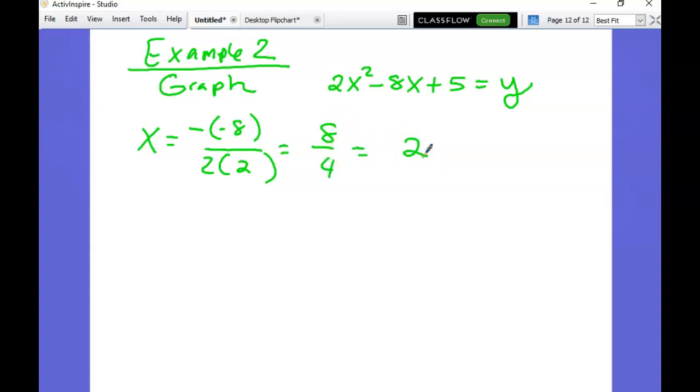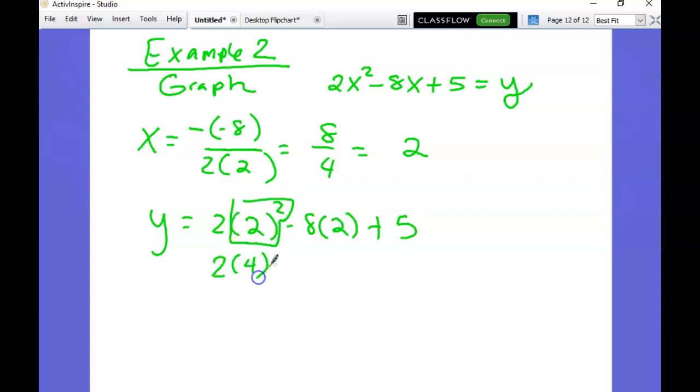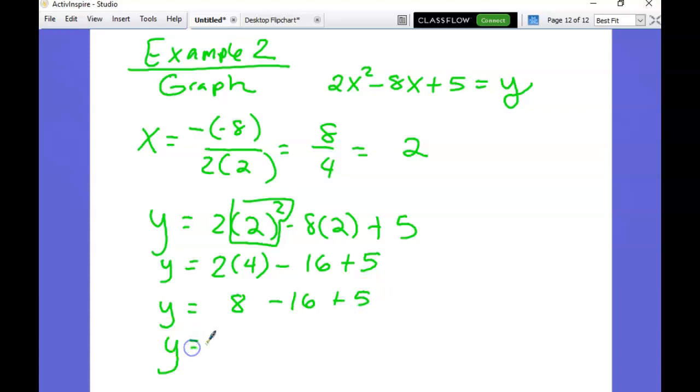Now you have to find y. You find your y by plugging in your answer. So you plug in 2 for x. Exponents are first. Then multiplication. And then this is going to be -8 plus 5, which is -3. I'll pause for a second because I know I'm going a little bit fast, but that's just all review stuff. So find your x, plug it in to find your y, right?